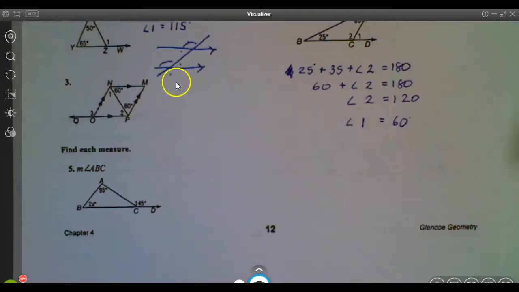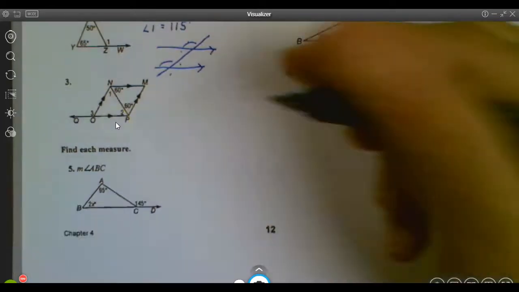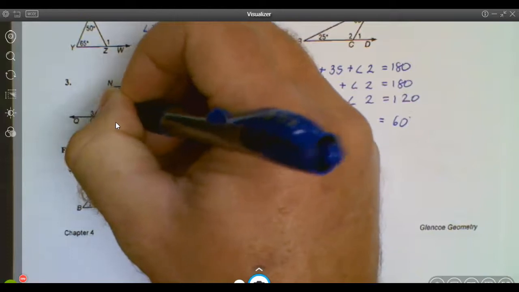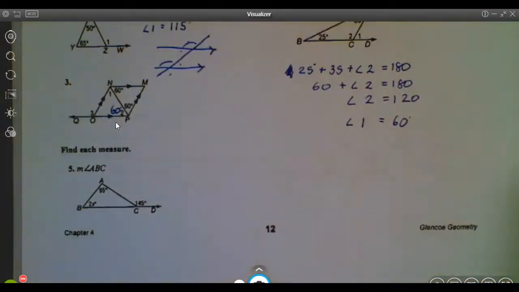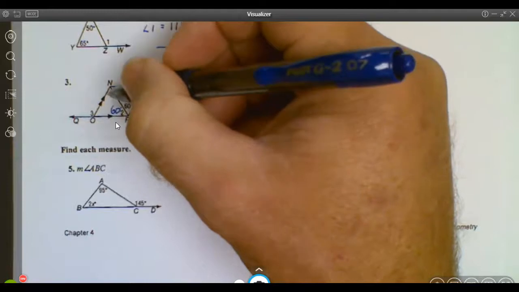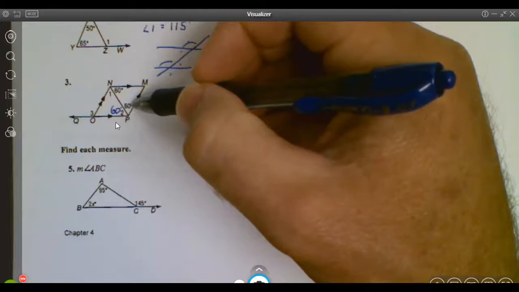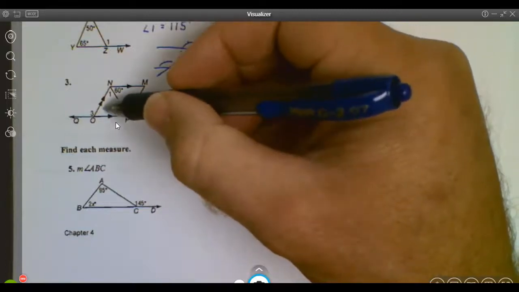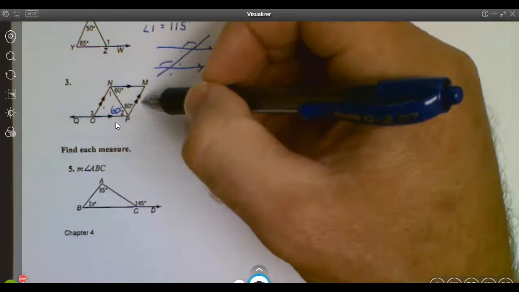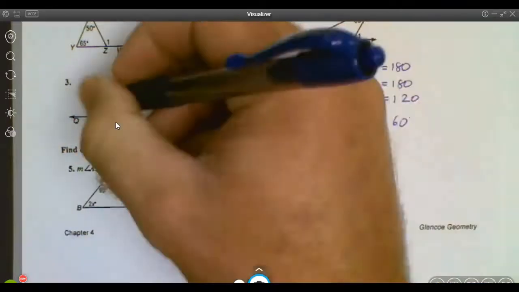So let's take a look at these guys. If this line is parallel to this line, that means this angle and this angle are alternate interior angles, right? And as we learned in chapter 3, alternate interior angles are congruent, which must mean this is 60 degrees. I can do the same thing right here with angle 1. This angle 1 and this angle must be congruent to each other because they are alternate interior angles, and I know that based on this parallel line and this parallel line. Okay, so that tells me that angle 1 is 60 degrees.